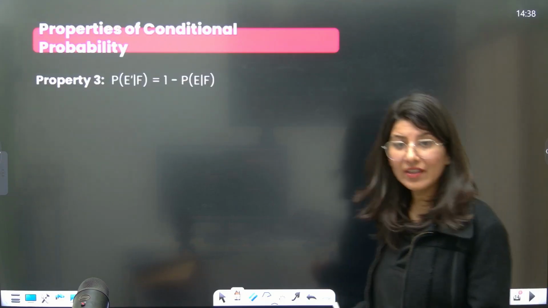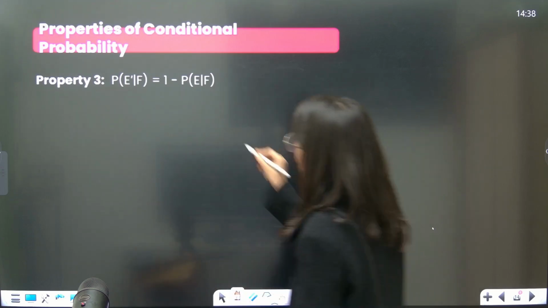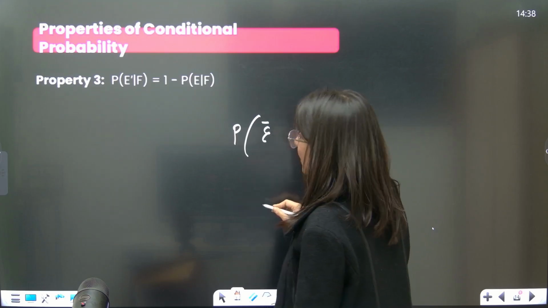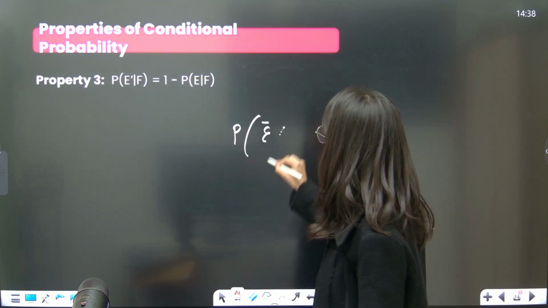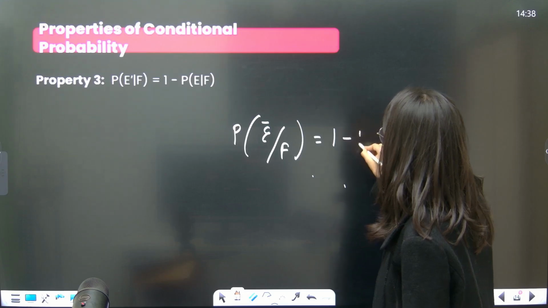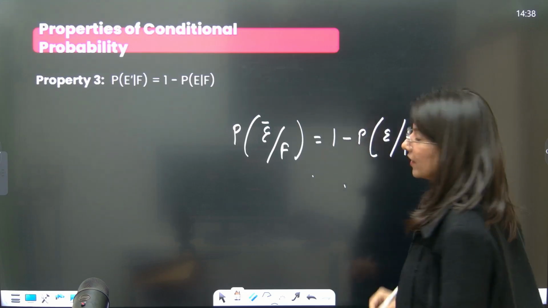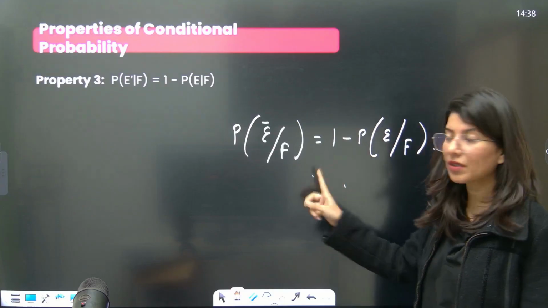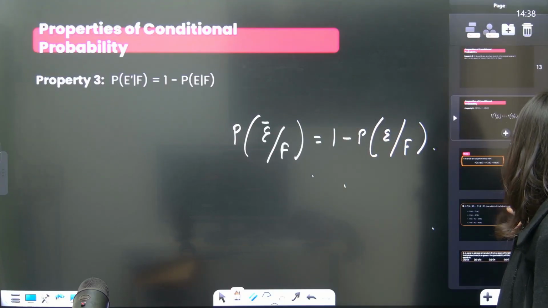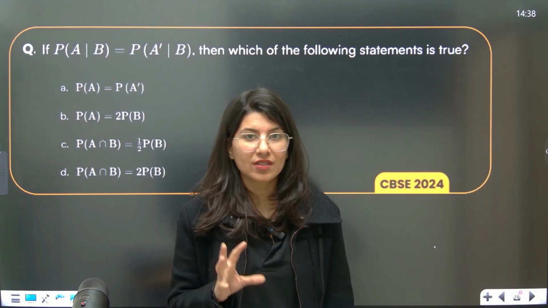Now, very, very important properties that you all should know about conditional probability: the probability of not A given that F has already occurred is 1 minus the probability of E given that F has already occurred. Okay, so this is a formula which you all should remember. Do not worry, because we are going to do some questions based on this.